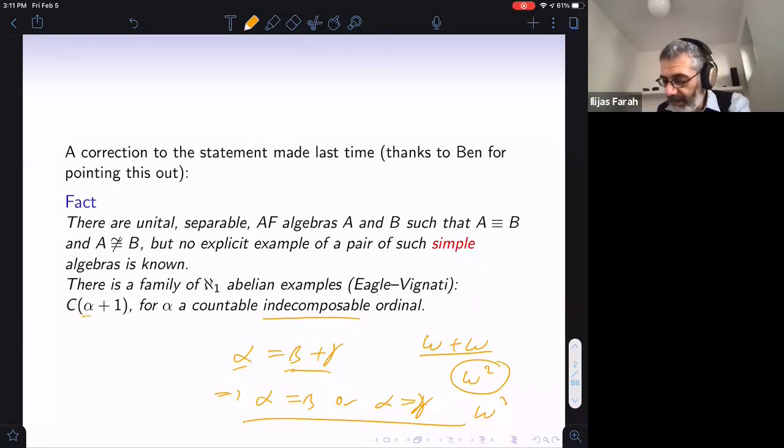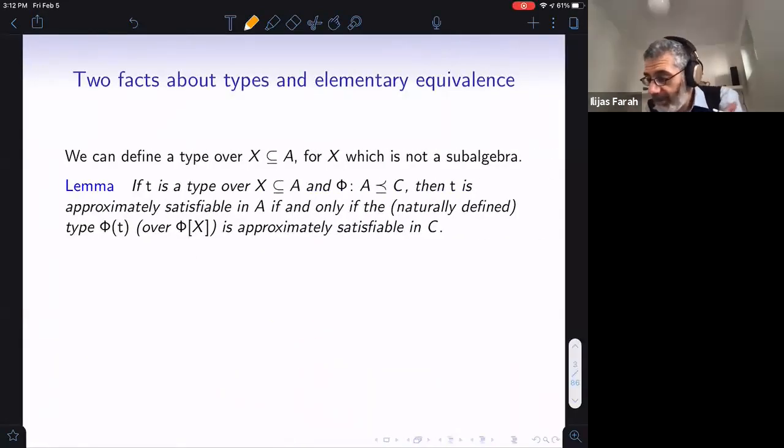So if you look at alpha plus one, it is a successor ordinal. It has a natural compact metric space topology, just the order topology, whose open sets are really open intervals, and it is compact metrizable. These are all non-isomorphic as C-star algebras, but they're all elementarily equivalent. But anyway, let's go back to our proof. In the proof, we'll need two facts about types and elementary equivalence.